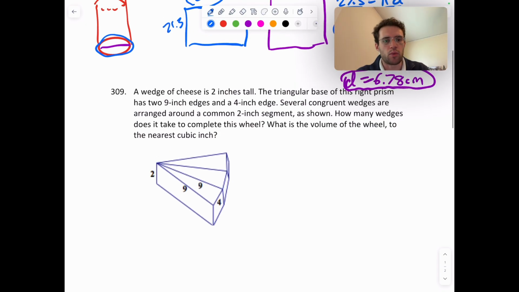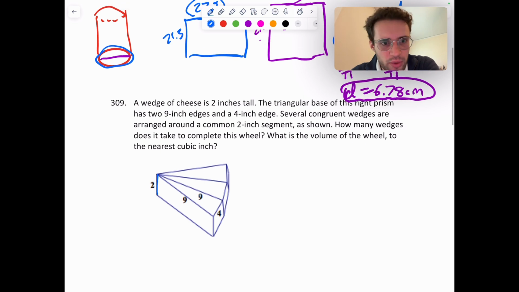All right, next we've got a wedge of cheese is 2 inches tall. So they give the height here is 2. The triangular base of the right prism has 2 9-inch edges. So it's an isosceles triangle for the base, which means that and that are the same. And it has a 4-inch edge. So the 4 inches it's talking about right there. Right, that's like the base of the triangle of the base.